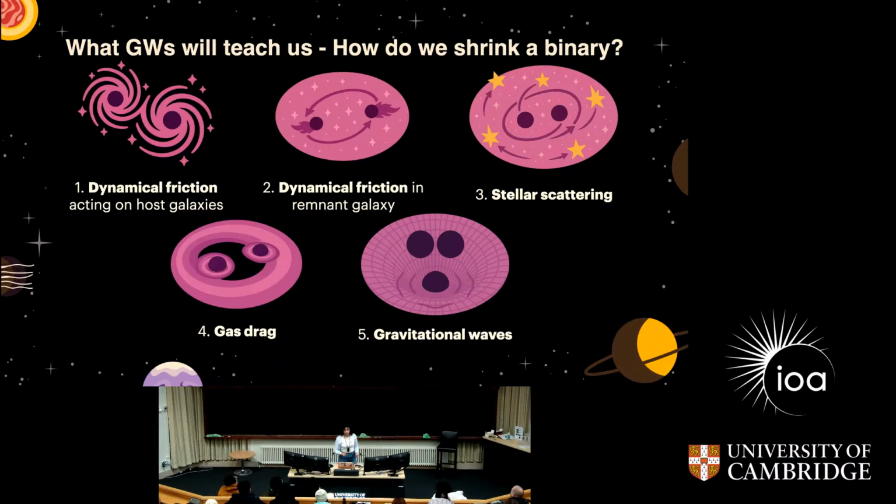And for example, once we get information from LISA and also from pulsar timing arrays, we can understand something that I'm actually trying to model theoretically in my PhD, which is how do the black holes actually find their way towards each other. Different mechanisms that bring the black holes together will imprint different signatures on the gravitational waves.